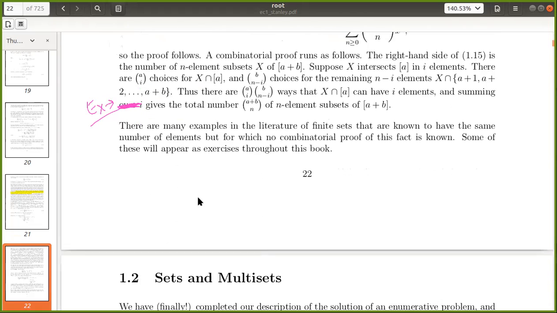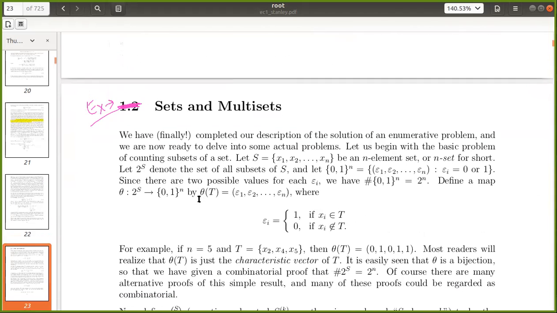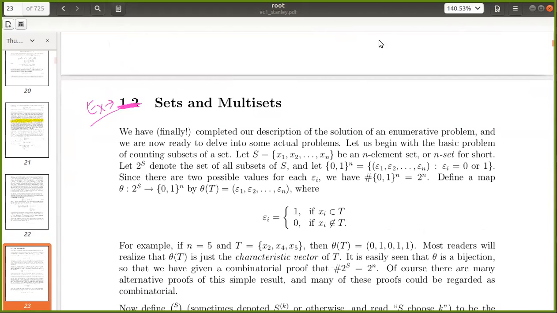Moving ahead, okay, so this section is not an exercise for you, don't worry. Sets and multisets. How many of you are familiar with sets and multisets?